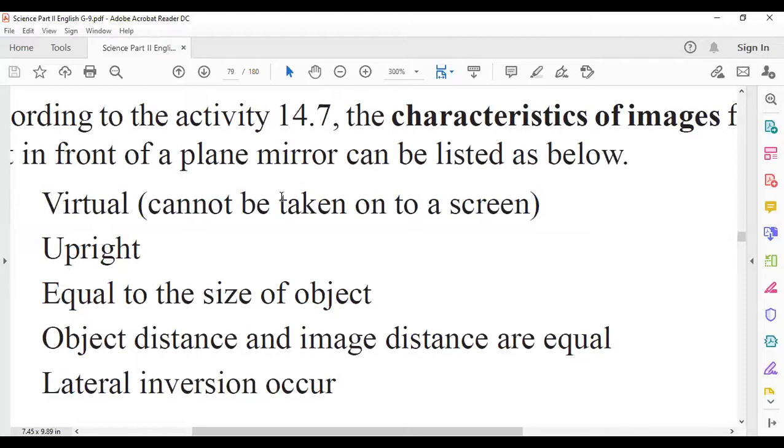Next it is distance. Your distance and image distance are equal. From which point do you measure this distance? Which place to which place do you call object distance? Say you are standing in front of the mirror. Which one will you call object distance?